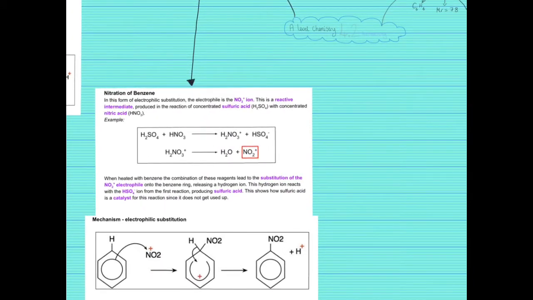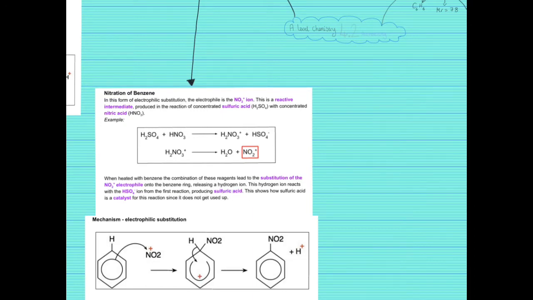What you have to do first is create the nitronium ion. What you do is you've got sulfuric acid and nitric acid, and you react them together, and you make this and this. Then you react that further, and it breaks down into water and this NO2 plus ion that you want. When heated with the benzene, the combination of the reagents leads to the substitution of the NO2 plus electrophile onto the benzene ring, releasing the hydrogen ion.